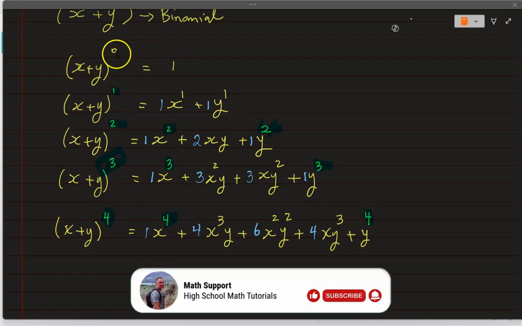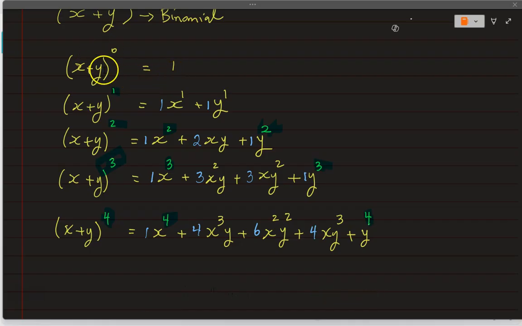So x plus y to the power of 0, that's 1, because anything to the power of 0 is 1. And then, of course, x plus y to the 1 is equal to x to the 1 plus y to the 1. All right, and then x plus y squared, that's the binomial squared, and you expand it, you get x squared plus 2xy plus y squared, and so forth and so on. Now, you may not know how to expand x plus y to the power of 4, but if you do the long-handed form of expansion, you're going to get this.